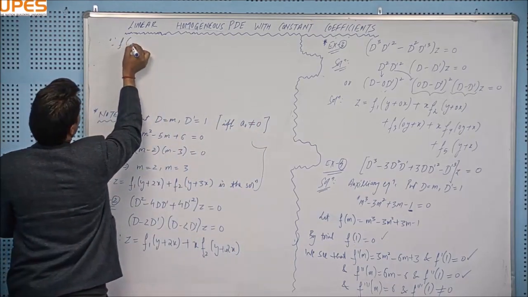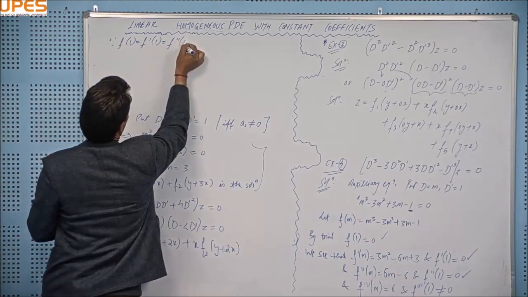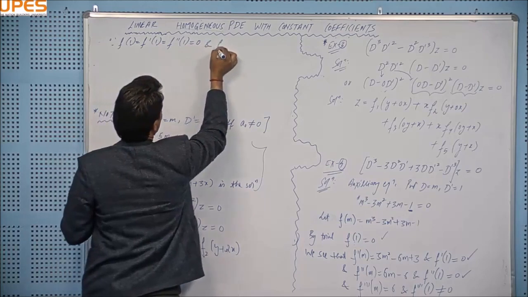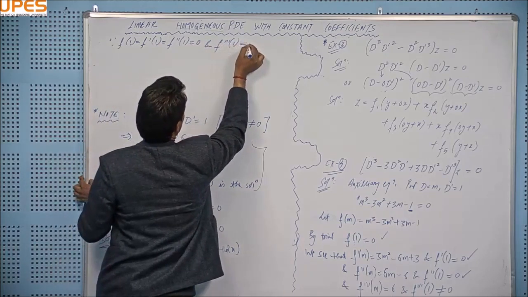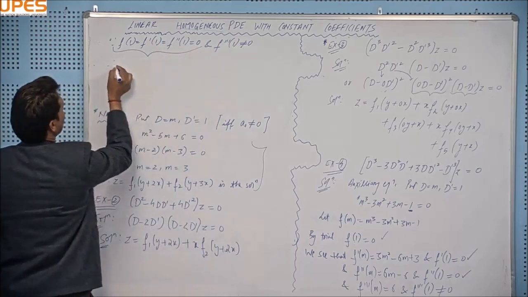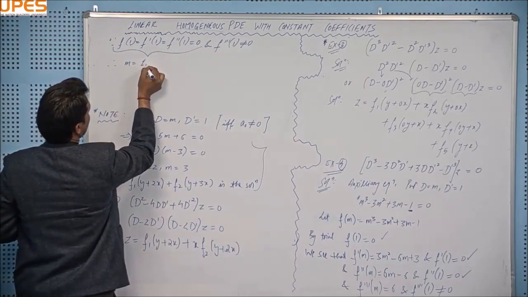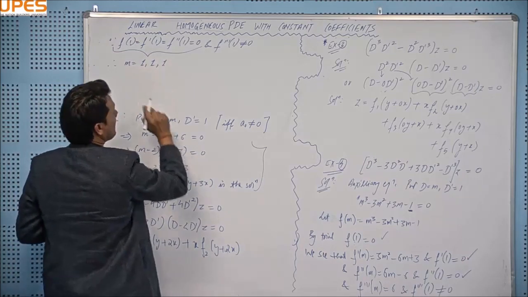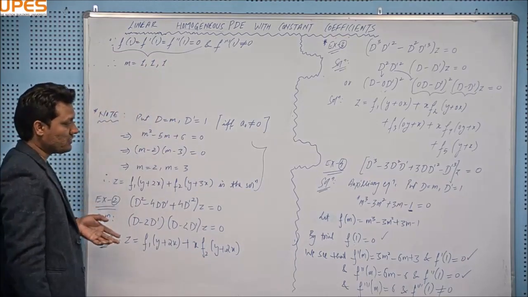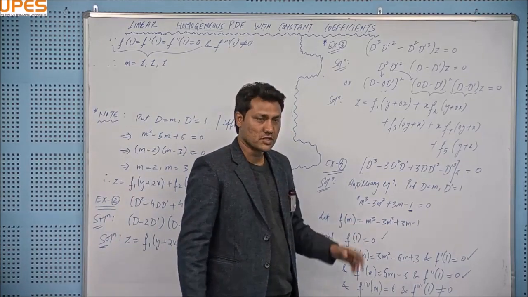Since f(1) equal to f dash 1 equal to f double dash 1 equal to 0, and the triple derivative is not equal to 0, it indicates that 1 is the only root, or we can say that m is equal to 1, 1, 1, a root with multiplicity 3. So this derivative test may be useful in order to avoid the division algorithm.